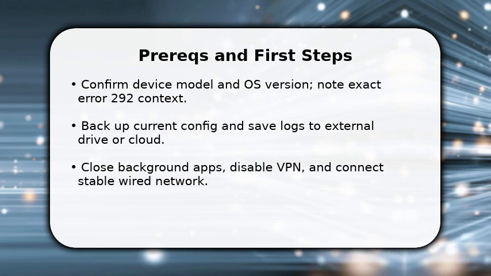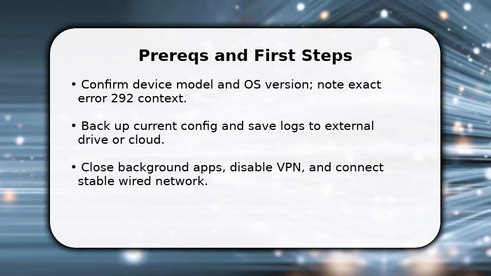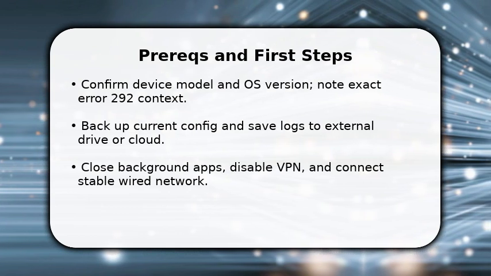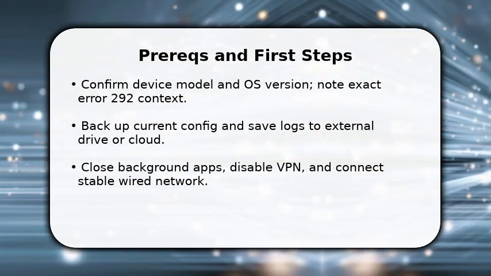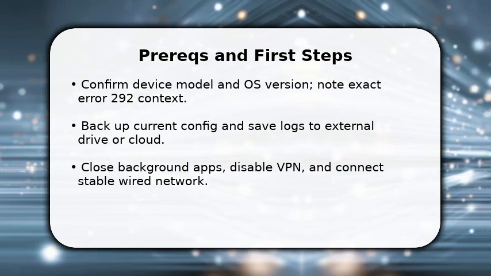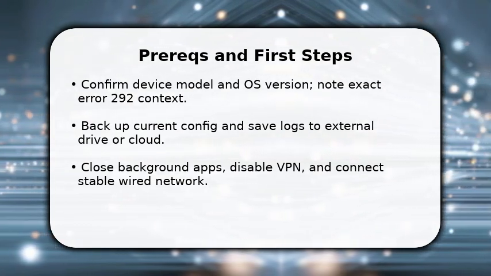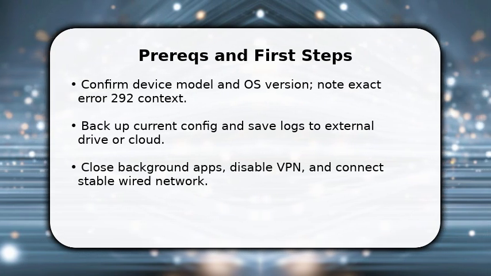Next, close background apps, disable VPN, and use a wired connection to avoid network interruptions. These actions reduce variables and let you test changes quickly. Make sure to keep a record of every step so you can retrace or report details if the issue persists.